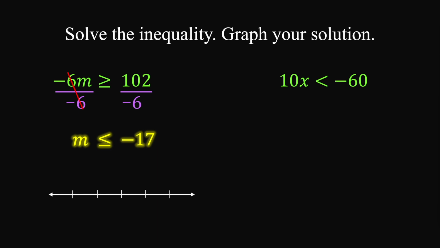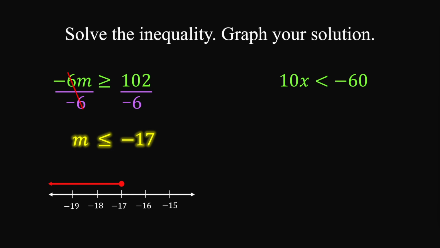To graph it, we put negative 17 in the middle of the number line and label numbers to the left and to the right. Because m can be equal to negative 17, we will use a closed circle at negative 17. Then we'll draw an arrow to the left to show that any number less than or equal to negative 17 is a solution. Next, the inequality we have is 10x is less than negative 60.